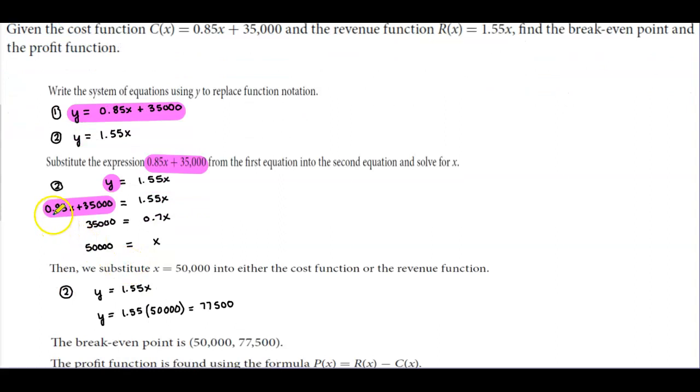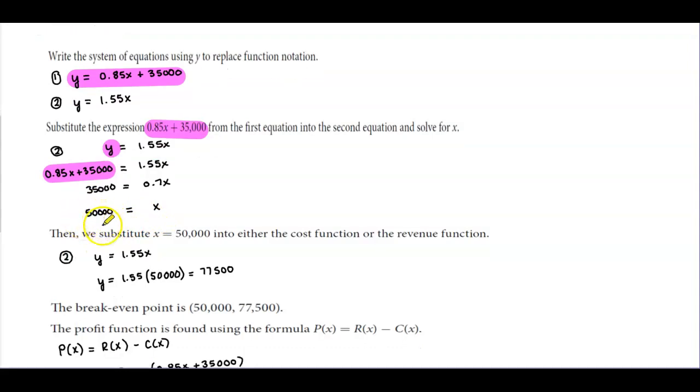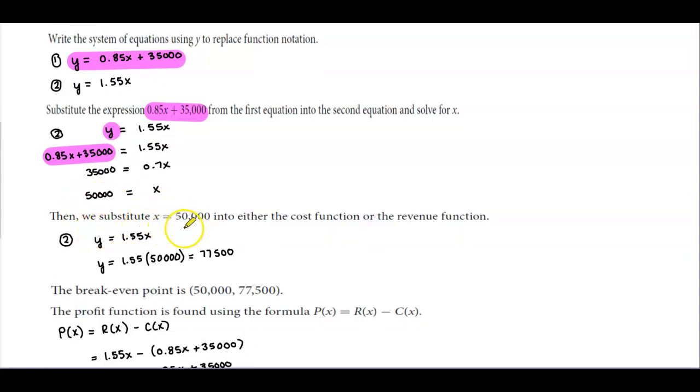So the first thing we're going to do is subtract 0.85x from both sides. And when we do that, we get 0.7x, which is equal to 35,000. And then when we divide both sides by 0.7, we get x, which is equal to 50,000. And now once we get that answer, we can then substitute x, which is 50,000, into either the cost function or the revenue function.